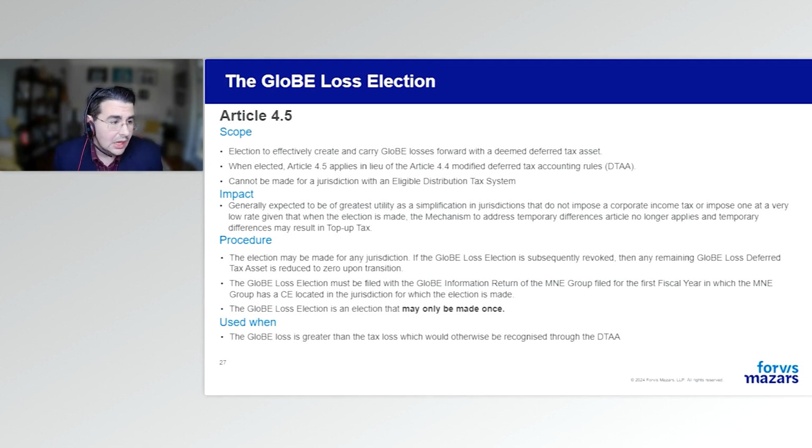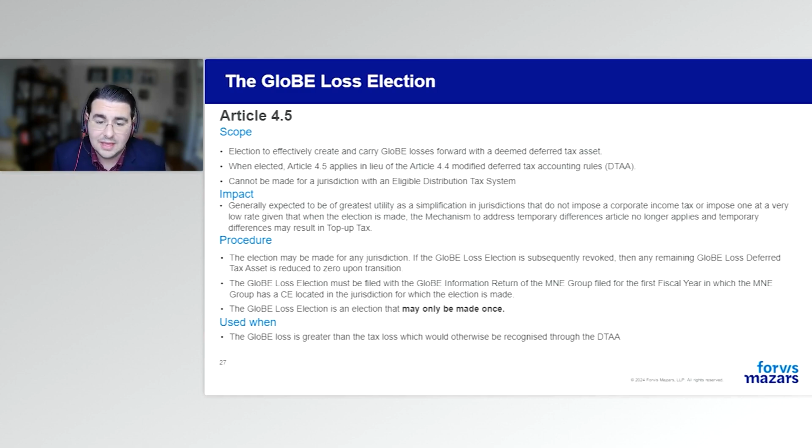So it's a one-time election, so it must be filed with the first GloBE information return for the M&E group where that constituent entity that has the GloBE loss is located, and it's not applicable for a jurisdiction with an eligible distribution tax system that's been enumerated under Article 7.3 of the model rules. So that's another thing to consider. Once you do make it, it's a one-time election. You can only make it on your first GloBE information return.